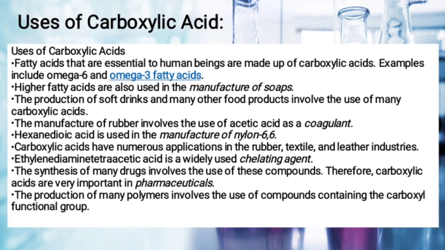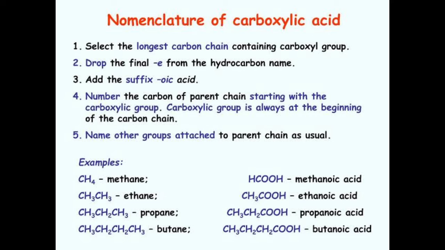Carboxylic acid can also be used in the production of soft drinks, and many other food products involve the use of many carboxylic acids. Also, the manufacture of rubber involves the use of acetic acid as a coagulant. Carboxylic acids have numerous applications in the rubber, textile, and leather industries. The production of many polymers also involves the use of compounds containing the carboxylic functional group.